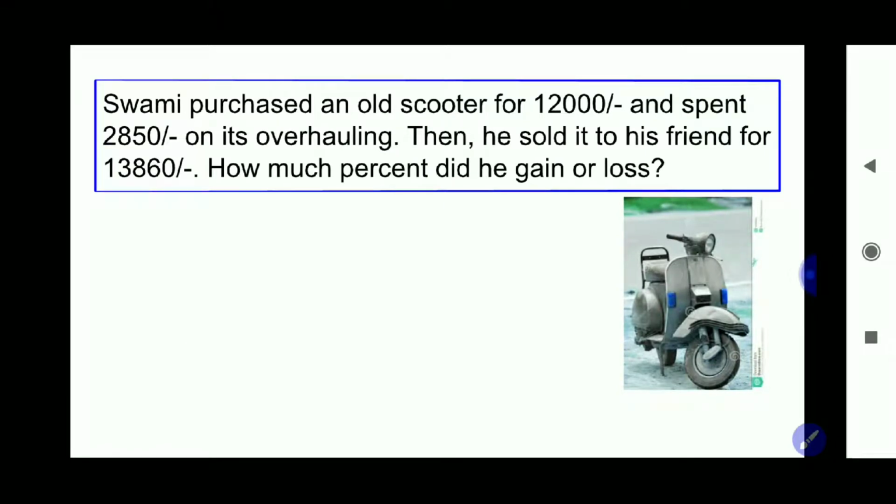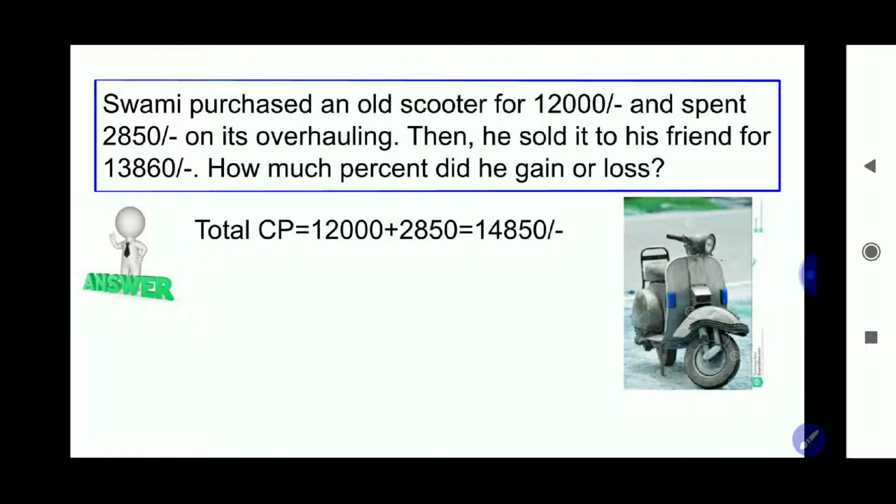Swami purchased an old scooter for 12,000 rupees and spent 2,850 rupees on its overhauling. Then he sold it to his friend for 13,860 rupees. How much percent did he gain or lose? Here, total cost price is 12,000 plus 2,850. That is 14,850. Now, selling price is 13,860.